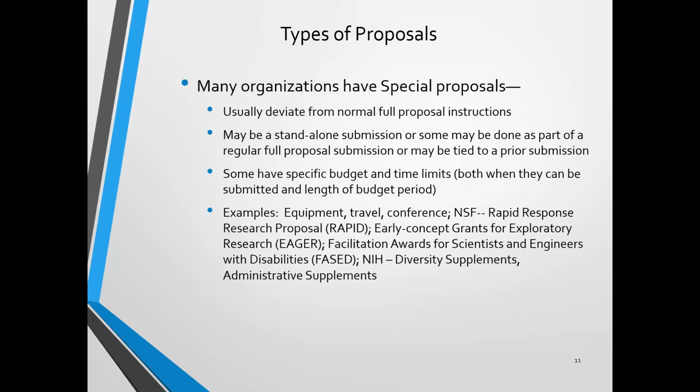NIH has the diversity supplements, which I've mentioned before, and administrative supplements. So these special types of proposals, look at the general instructions, because that's usually where the information for these is found, or go on to the sponsor's website and do a search for supplements or special proposals. As you develop relationships with the sponsors that you're going to be doing routine proposal traffic with, you'll start to learn some of the unusual types of proposals that they might have.